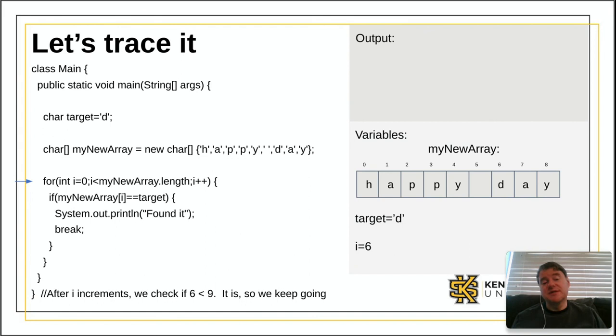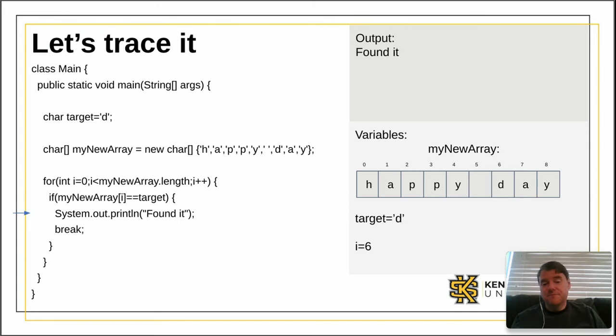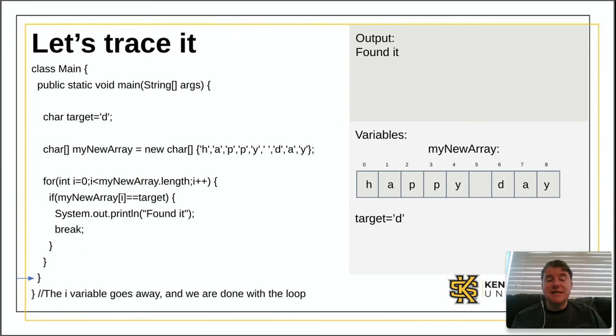I is now equal to 6. Okay, so interesting things are going to happen this time. So 6 is less than 9, so we're going to go into the loop. If my new array at position I, which is a D, is equal to the target, which is a D, D is equal to D, so finally the if statement is true. So we're going into the if statement, it prints found it, and then it's going to call break. And as you know, break immediately ends the loop.